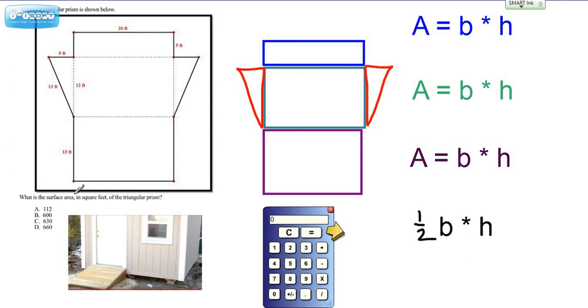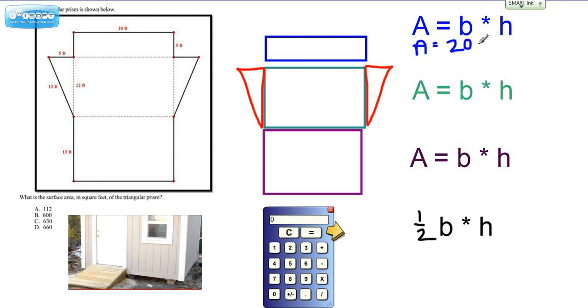They want to know what is the surface area in square feet of the triangular prism. Now what I've done here is I've taken each dimension here. See this piece right here? Isn't that a rectangle? If we were to find the area of that, we would do base times height. So let's see if we can figure out what the dimensions of this thing are. Going this way, it's 20. And going this way, it's 5. All right, so you're going to find what 20 times 5 is, and you'll have some number, and that'll be the area of this blue piece.